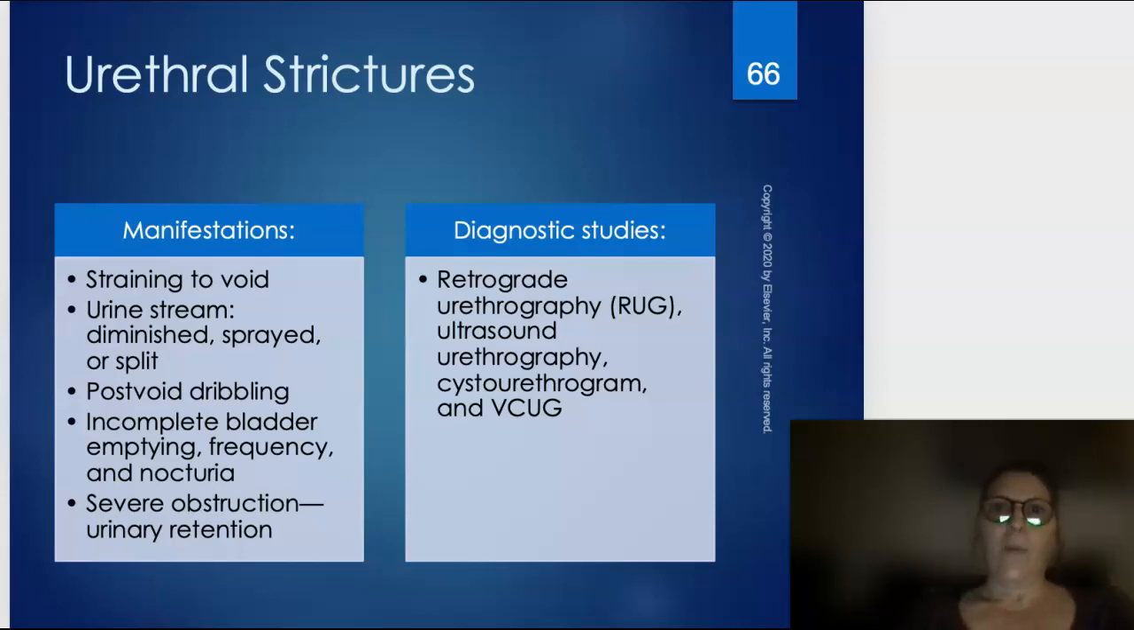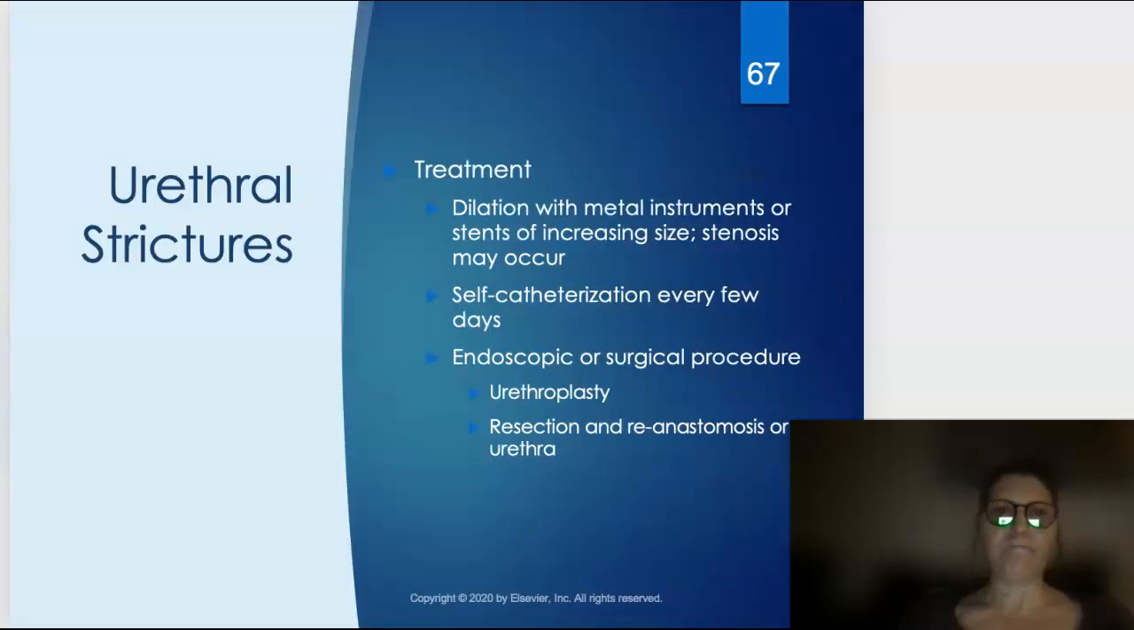How are we going to diagnose this? With a retrograde urethrography, an ultrasound, a cystourethrogram, and a VCUG. For treatment, we're going to dilate it with a metal instrument or stents. Stenosis may occur. They might need to self-catheterize every few days, or they might have an endoscopic or surgical procedure.